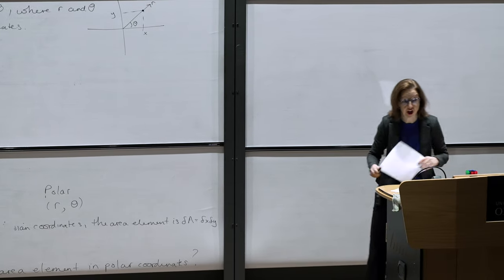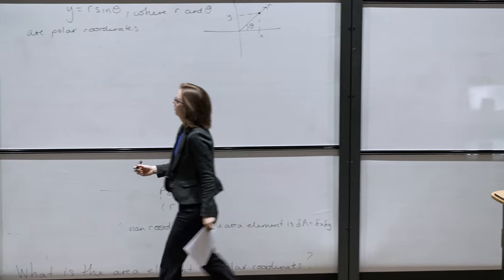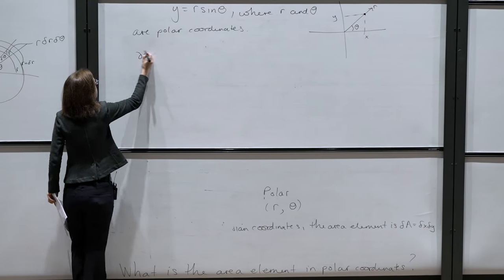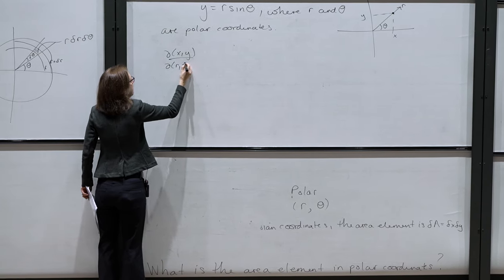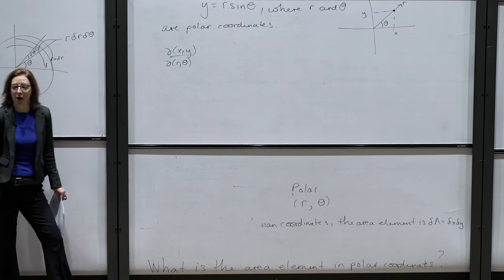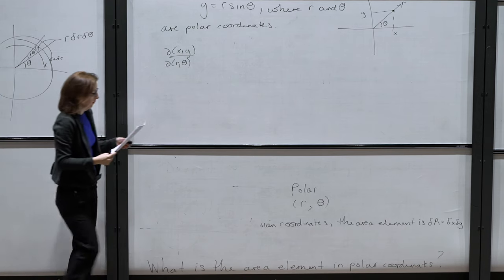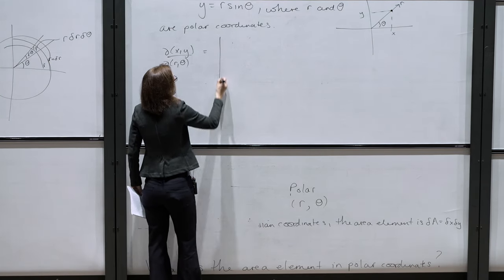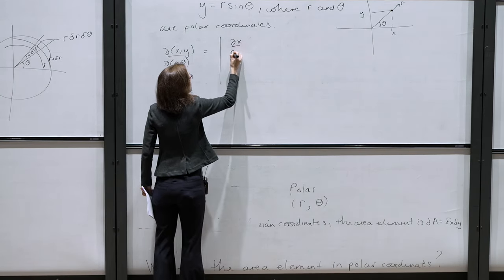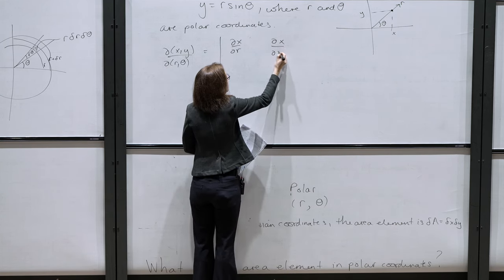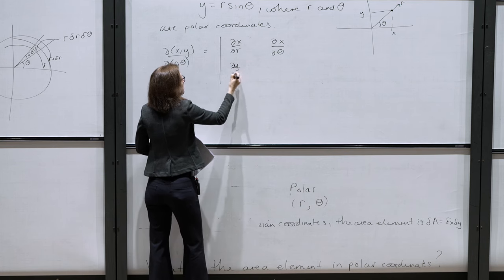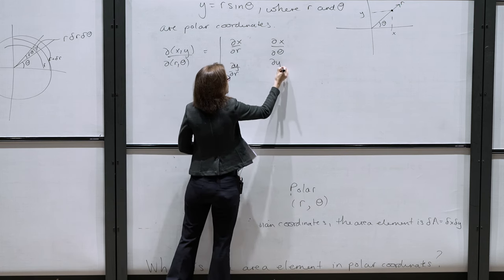Okay, so what's the Jacobian then? So if I want to compute the Jacobian, d(x,y)/d(r,theta), because I'm writing x and y as a function of r and theta, then this just becomes dx/dr, dx/d theta, dy/dr, dy/d theta.